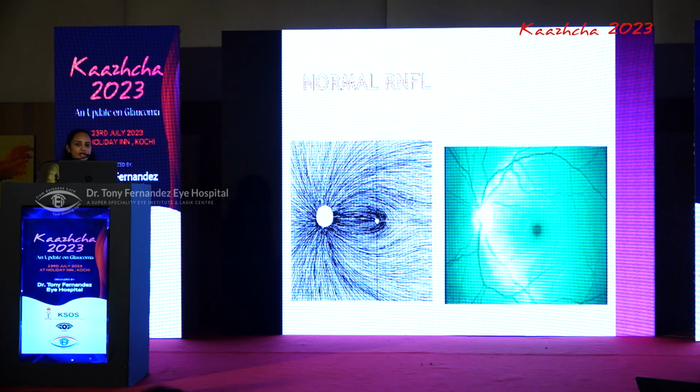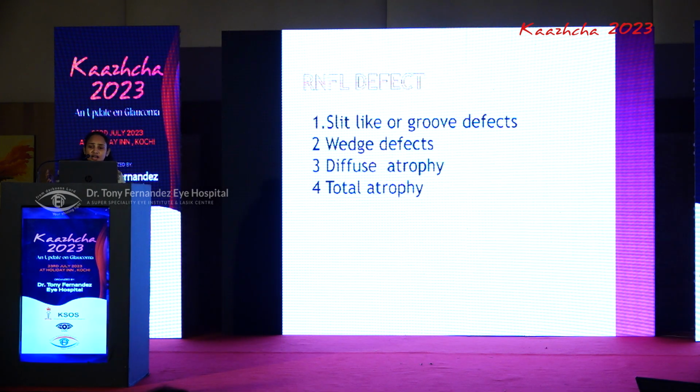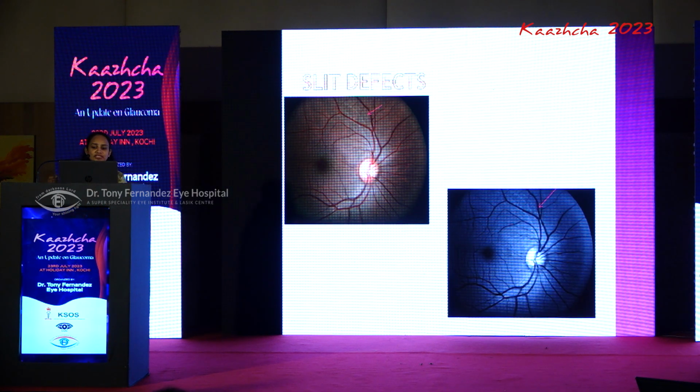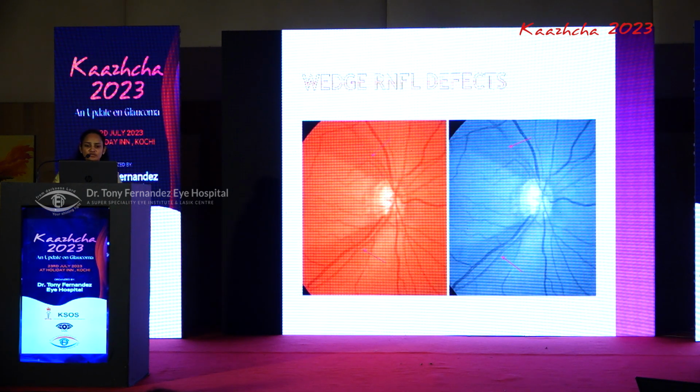Now coming to RNFL, how does the normal RNFL look like? They are usually seen as fine striations arranged in bundles, the superior arcuate and the inferior arcuate being the more prominent. For examining the RNFL, you have to dilate the pupil and use a red-free light. RNFL defects can be in the form of slit-like defects, wedge defects, diffuse atrophy or total atrophy. Slit defects need not be pathological always. Then you can have wedge defects as shown in this in glaucoma.